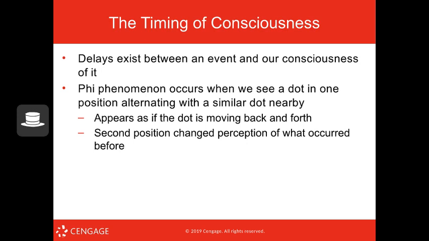assumptions. So if you see a dot here and then it fades away, and then you see a dot here, right? And then it appears here again, and then it appears here again. It's going to appear as if the dot is moving back and forth because that second position is going to affect our perception of what just occurred. We're not assuming that they are two different dots that are flashing on and off. It feels like there was one dot that was just here, but now it's back over here.